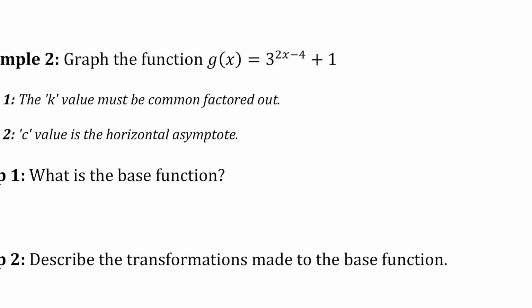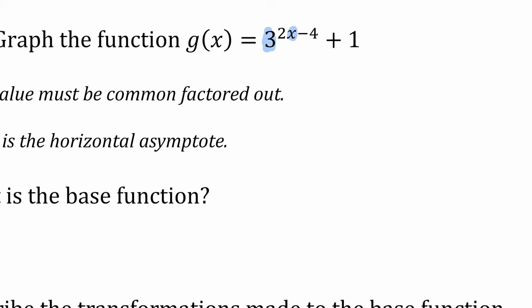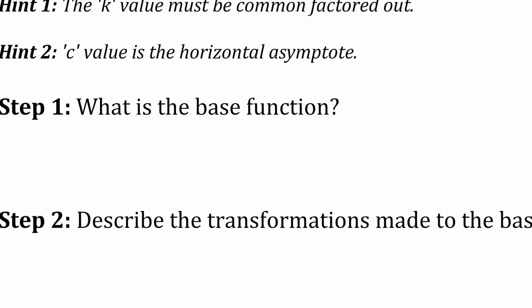Example 2. Let's look at this g at x function. In order to graph this one, once again, I'll use transformations. But what function is being transformed this time? I notice the base of the power is 3, and the exponent is x. So this is a 3 to the x function that is being transformed. So step 1, what's the base function? It is 3 to the power of x.